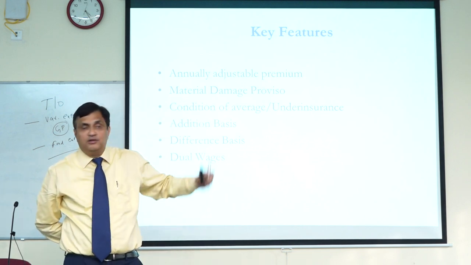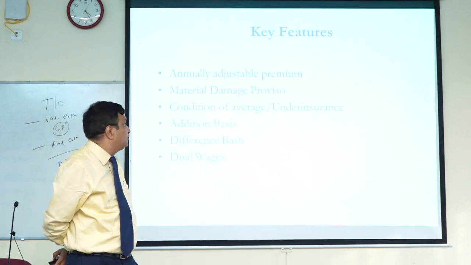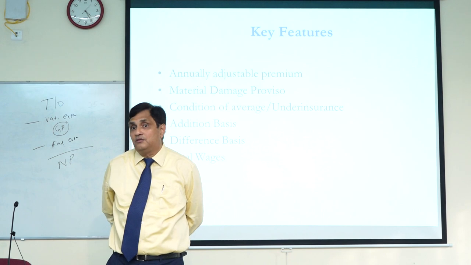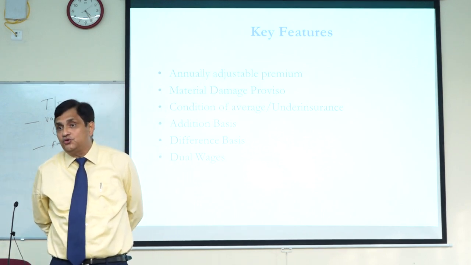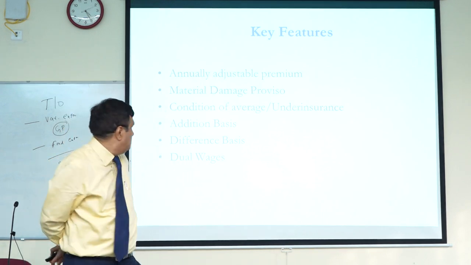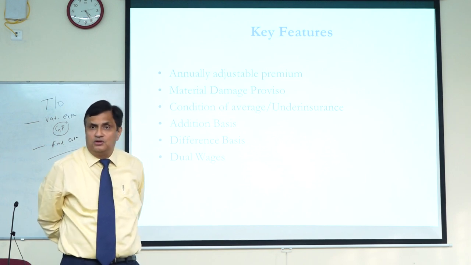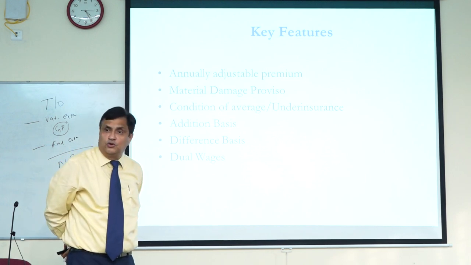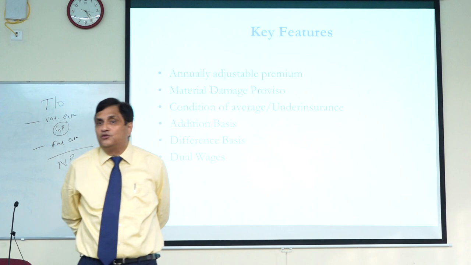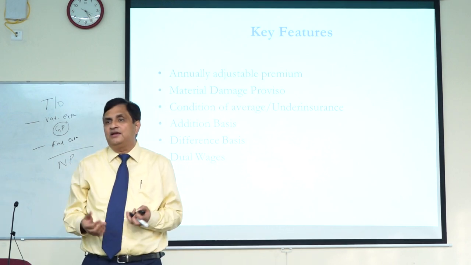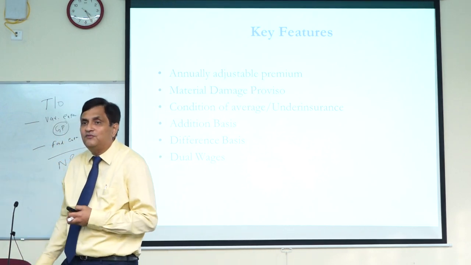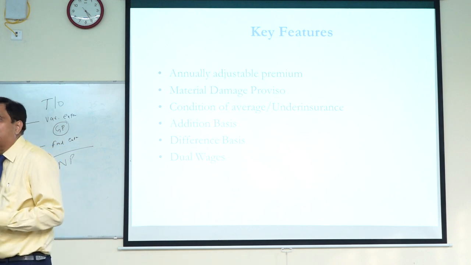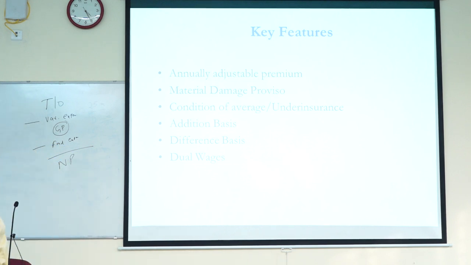That's all taken by the material damage loss. Condition of average under insurance should be applicable based on what ought to be the sum insured versus what is the sum insured. Addition basis I told you, difference basis I told you, dual basis also, wherein I said you can decide for a few months I will cover 100% wages. After that I am confident that I can remove workers, so I will reduce it and I will cover only partly as far as the wages are concerned.